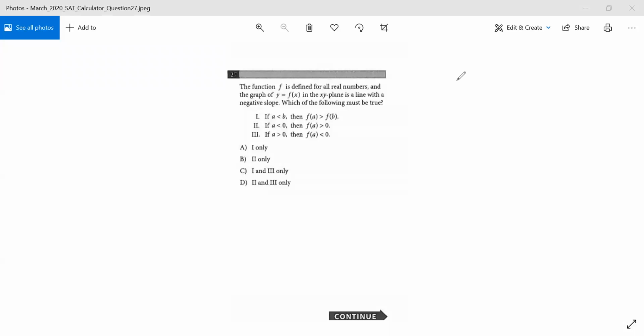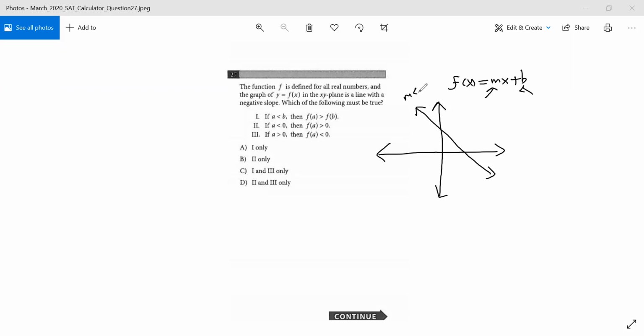Since our function is a line, f of x is going to be mx plus b, where m is the slope and b is the y-intercept. Since the slope is positive, we may have two possible graphs here. One could be this: the slope of this line is negative and it has a positive y-intercept.